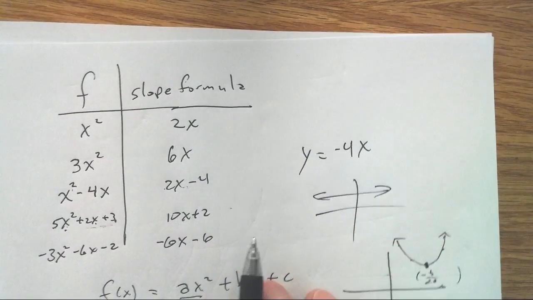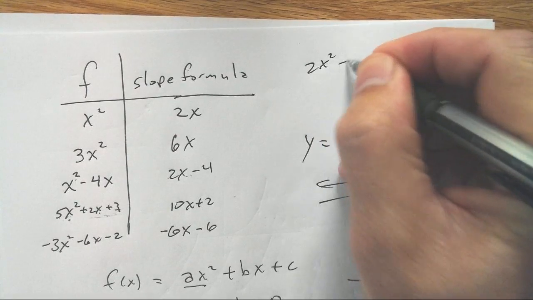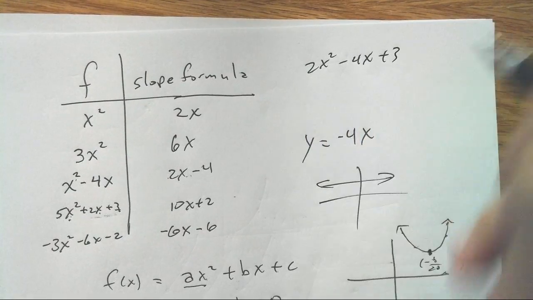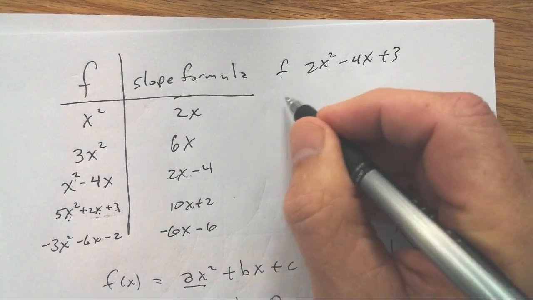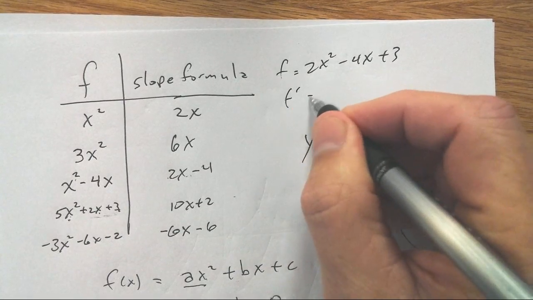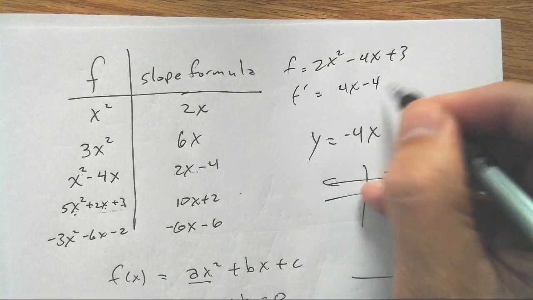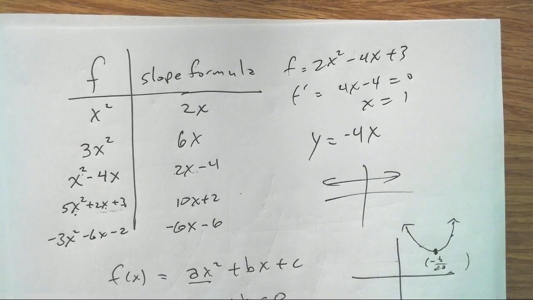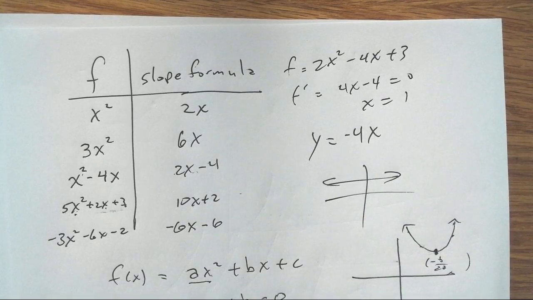If I want the location of the vertex of 2x squared minus 4x plus 3, I'm going to say, well, the slope formula is 4x minus 4. When's that 0? When x equals 1. The vertex is at x equals 1. Nothing more to memorize now. I can find slope formulas.